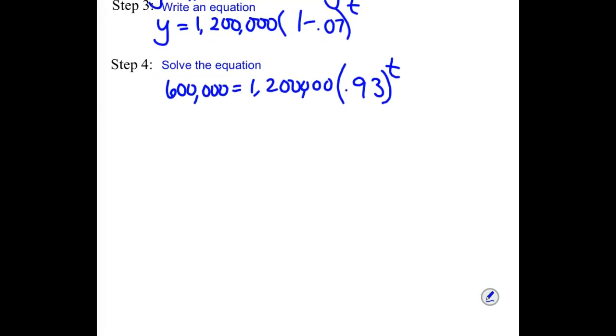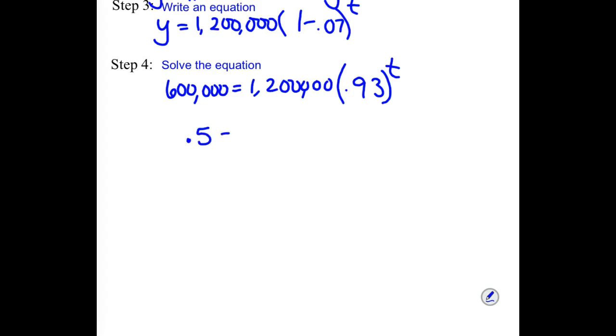All right, what's my first step going to be? What would my first step be? Yes. Divide out the 1,200,000. I want to get the piece that's raised to the power by itself. So I'm going to divide this over. Well, what's 600,000 divided by 1,200,000? 1/2, right? We said we were figuring out half.